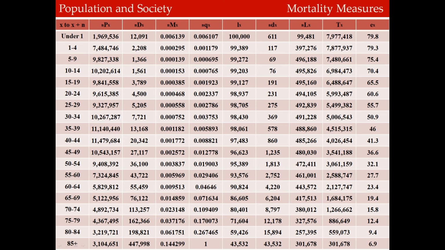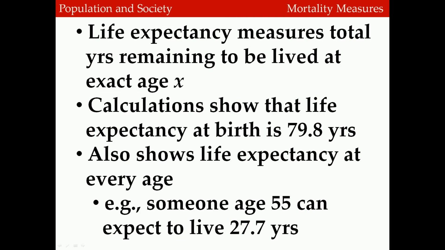It's a very useful tool for figuring out the average life expectancy for different age groups. Life expectancy is just a measure of the remaining years that somebody could live, given that they're at some exact age X. Again, we can see that the life expectancy at birth is almost 80 years, 79.8. And we found that for somebody who's age 55, they can expect to live an additional 27.7 years on average. And so that concludes this lecture.